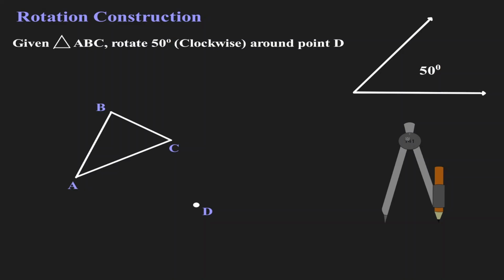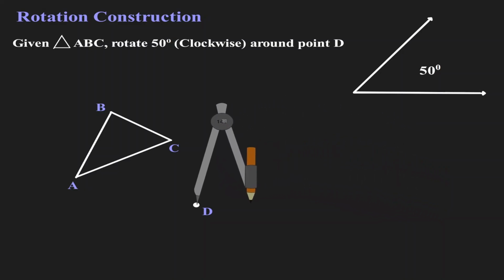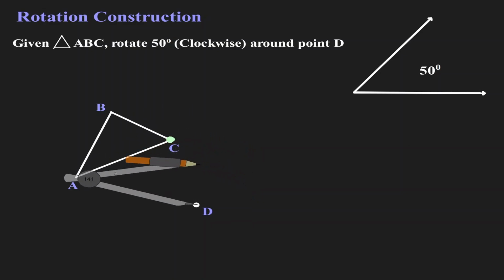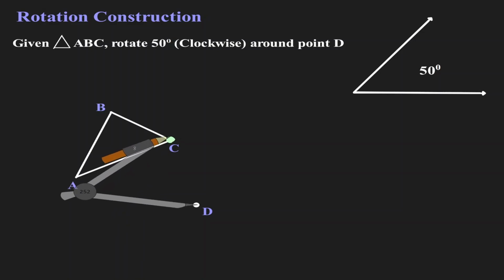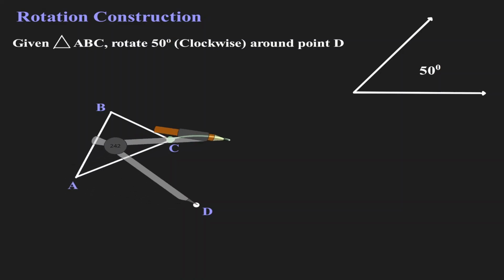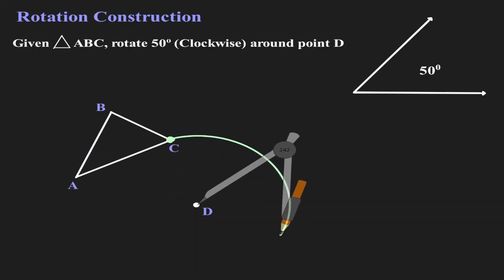So let's get our compass and place it on the center of rotation. Notice that my metal leg is on D. And let's concentrate on point C. What we want to do is rotate it. So my metal leg is on D, and my pencil is on C. And I'm just going to create an arc. And this arc is going to be the path of rotation for point C.